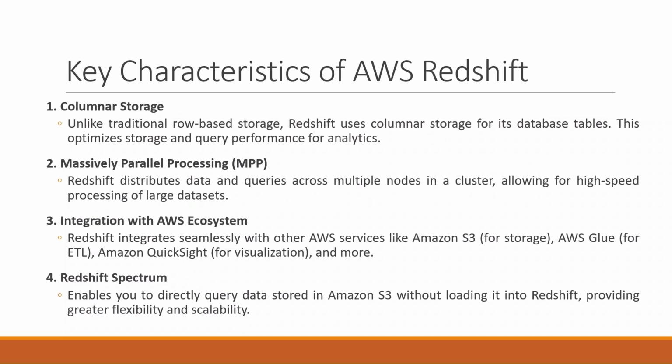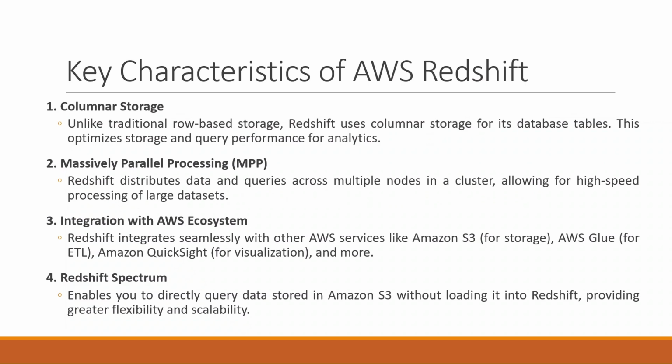Now let's see the key characteristics of AWS Redshift. The first one is column storage. Unlike traditional row-based storage, Redshift uses column storage for its database tables. This optimizes storage and query performance for analytics.